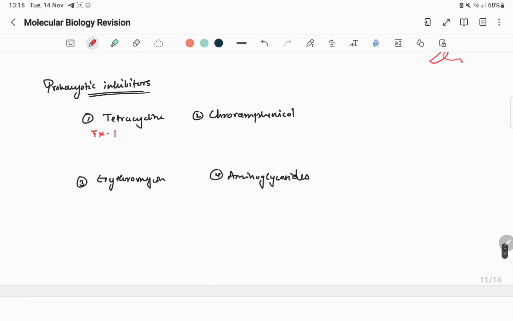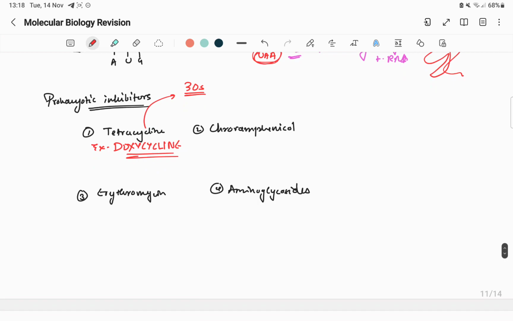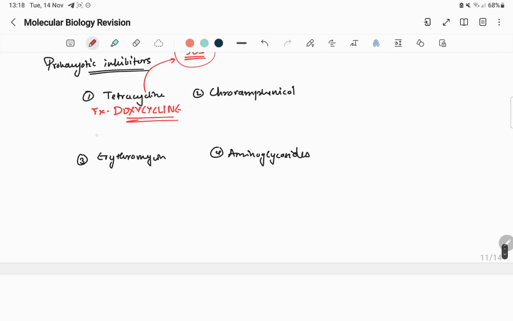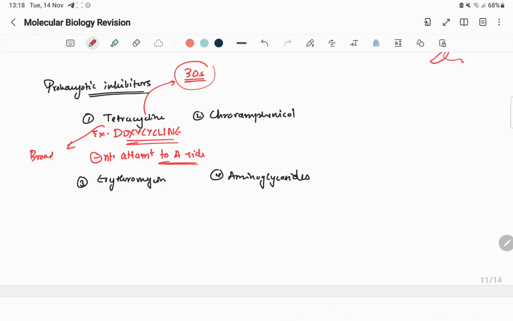Tetracycline, an example is doxycycline. Doxycycline is a tetracycline, and this tetracycline binds to the 30S subunit and prevents the attachment of amino acyl tRNA to the A site. It prevents the attachment of tRNA to the A site. Tetracycline is prescribed as a broad spectrum antibiotic.